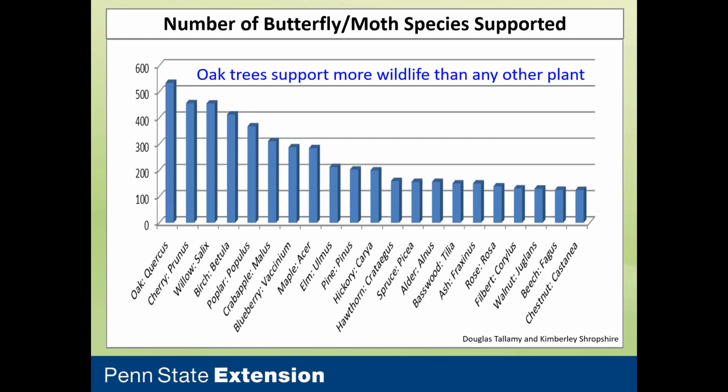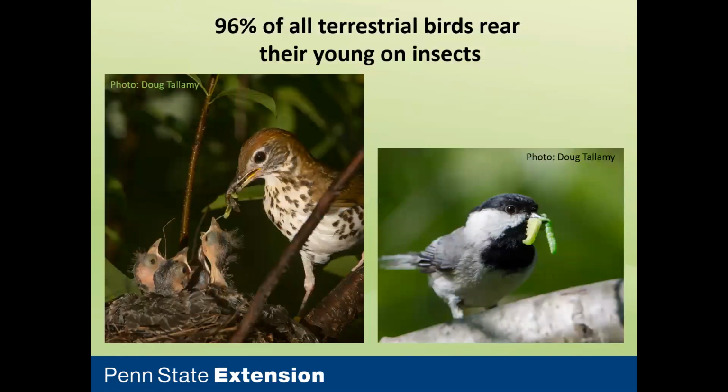Oak, well, here's another quote: oak trees support more wildlife than any other plant. But here's why it's important: 96% of all terrestrial birds rear their young on insects. So if we don't have these native plants in our landscapes and in our woods, if they're all completely crowded out and being replaced by non-native invasive plants, we're not raising these birds. We're not starting that food chain.